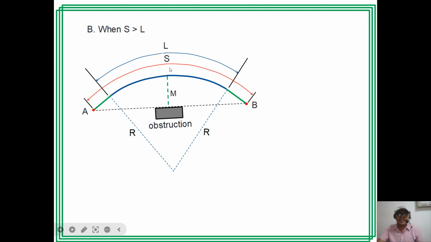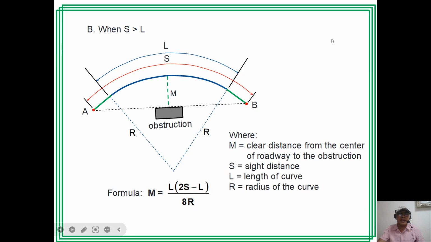So when S is greater than L, as shown in the figure, our formula is M equal to L times the quantity 2S minus L over 8R. Where M is the clear distance from the center of roadway to the obstruction here, S is the sight distance, L is the length of the curve, and R is the radius of the curve.